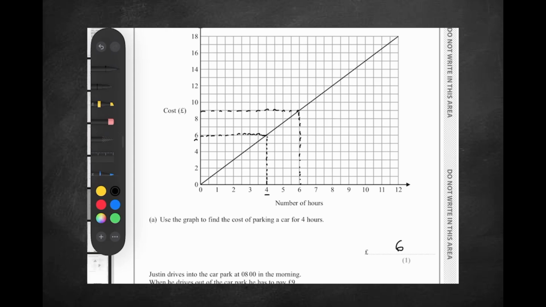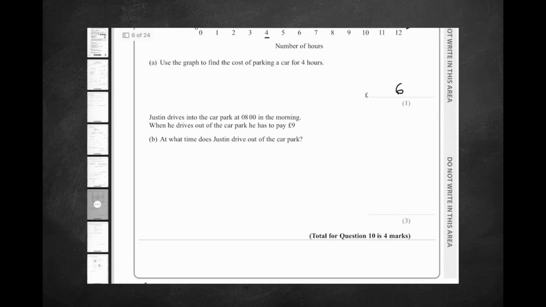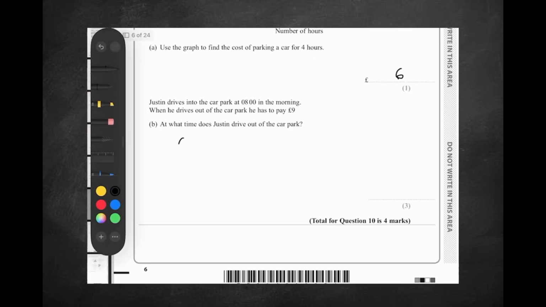So we know he has been in the car park for 6 hours. So I'll write 6 hours in car park. And he drove in at 8 o'clock this morning. So 8 o'clock plus 6 hours is 1400 hours, 2 o'clock in the afternoon.